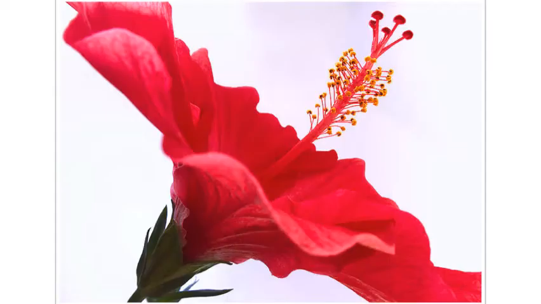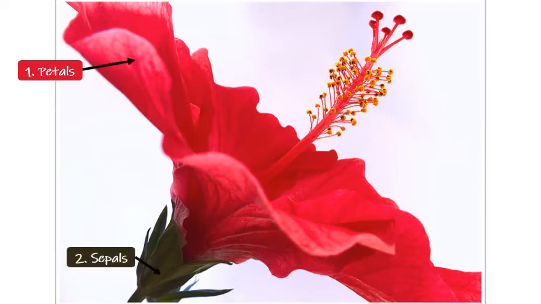Let's repeat all the parts together. What do we call the colorful parts of the flowers? Petals. Excellent. What do we call the leaf-like structures that protect the flower when it's a bud? The green parts down. What do we call them? We call them sepals. Excellent. So petals and sepals.